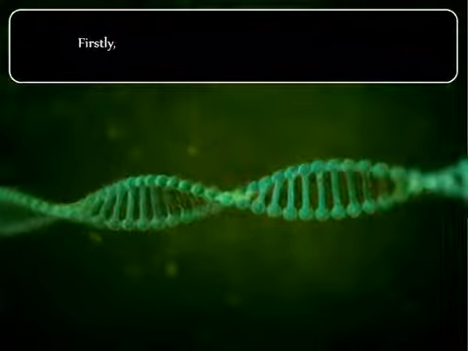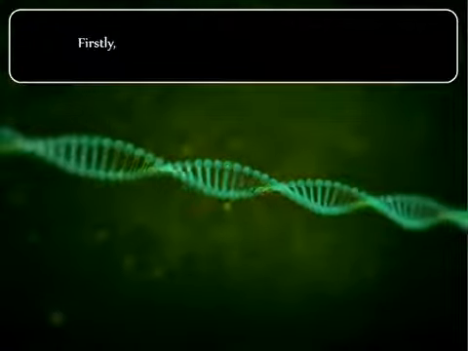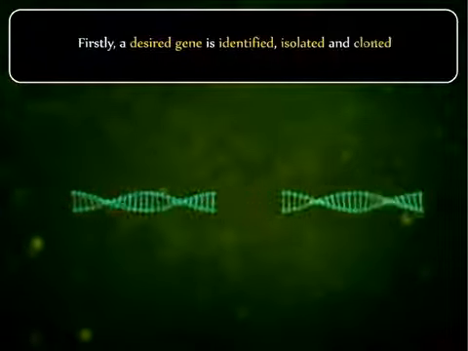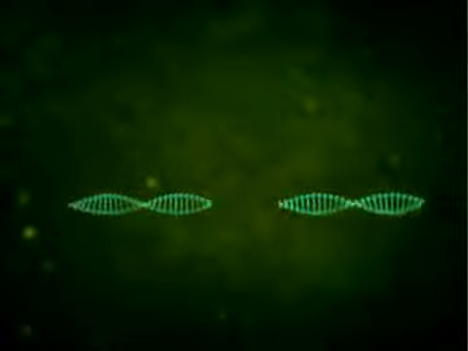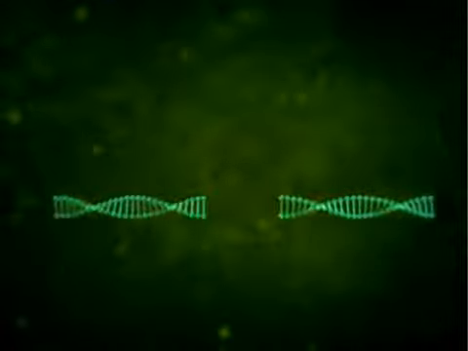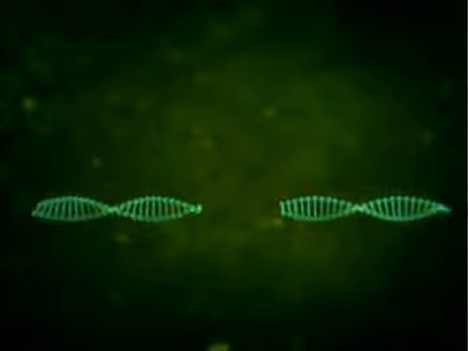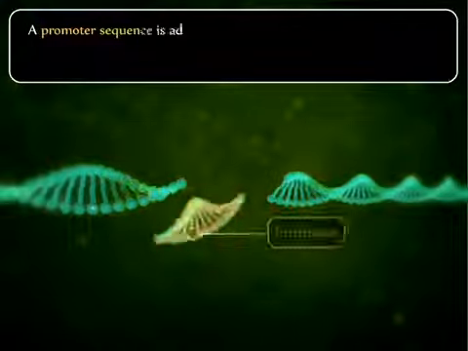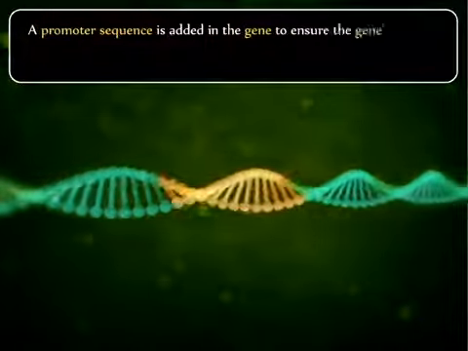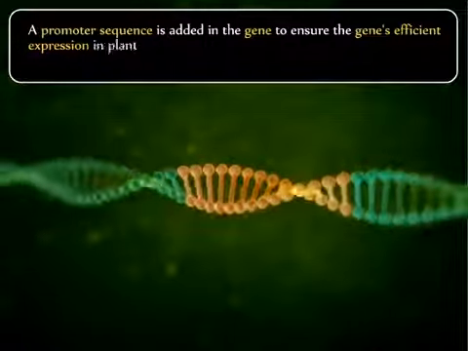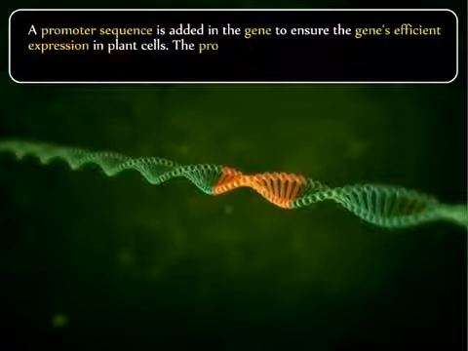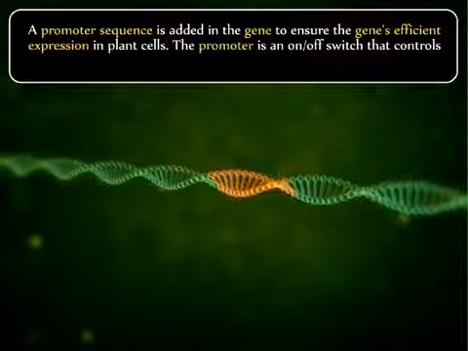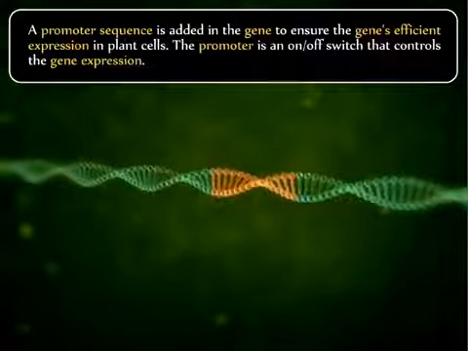Firstly, it is necessary to obtain the desired gene. The desired gene is identified, isolated, and cloned. This gene undergoes certain modification before it can be effectively inserted into a plant. A promoter sequence is added to the gene to ensure the gene's efficient expression in plant cells. The promoter is an on-off switch that controls when and where in the plant the gene will be expressed.